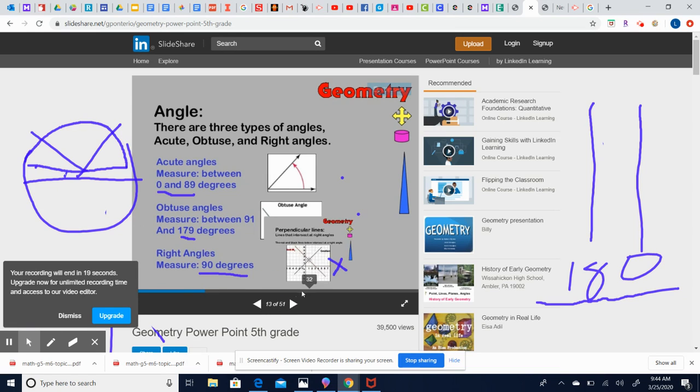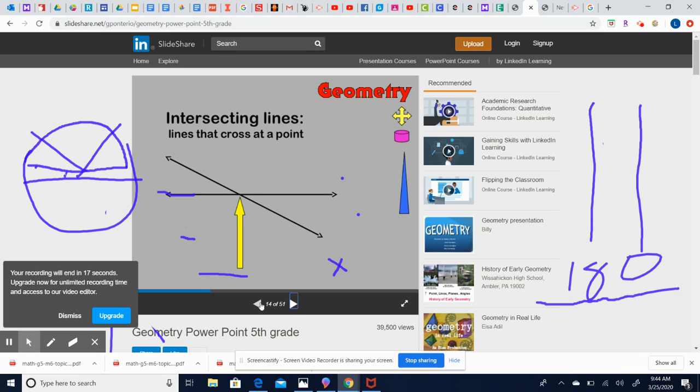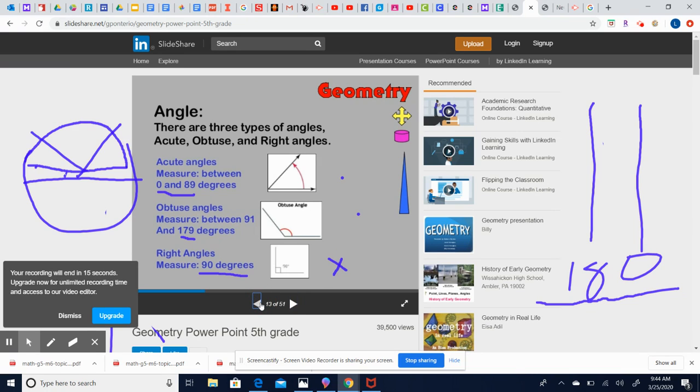And that is going to be it for today. And tomorrow we're going to start talking more about intersecting lines and different types of how to measure those angles and shapes.